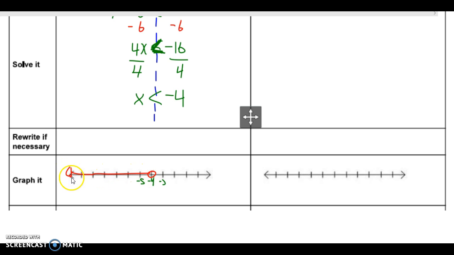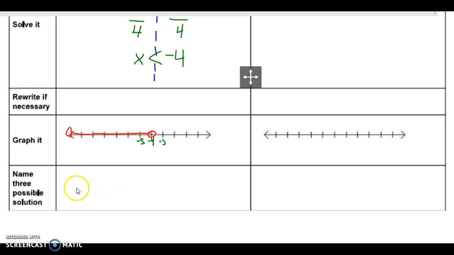Here's our graph. I'm going to pick any number that is less than -4 as our answer.